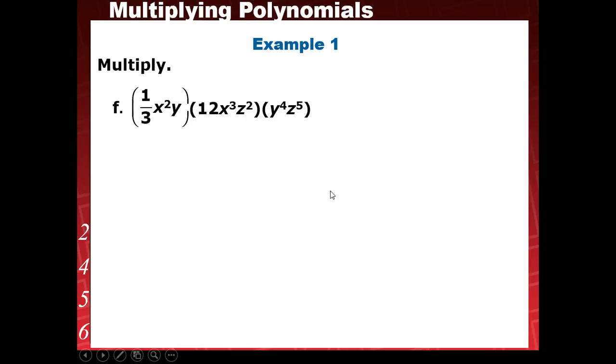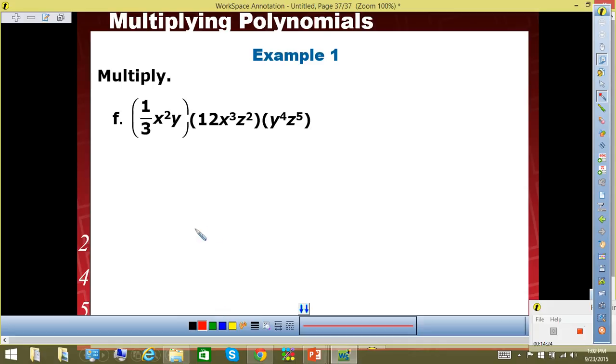All right, let's see. Once again, if your noodle is kind of short-circuiting, just use your colors so you can stay organized. Numbers with numbers, same bases with same bases. So watch. 1/3 times 12 became 12 over 3, which is 4. Are we there so far?